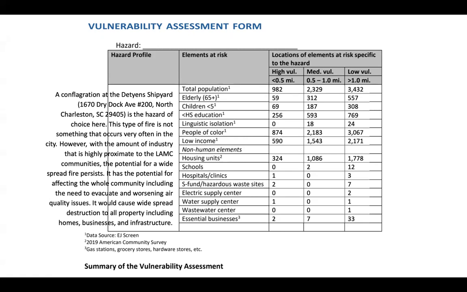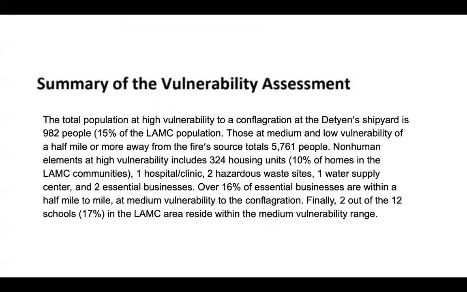So for our form here, we came up with the total population at high vulnerability to a conflagration at the Detyens shipyard is 982 people, or 15% of the LAMC population. Those at medium and low vulnerability of a half mile or more away from the fire's source totals 5,761 people. Non-human elements at high vulnerability includes 324 housing units, or 10% of homes in the LAMC communities, 1 hospital/clinic, 2 hazardous waste sites, 1 water supply center, and 2 essential businesses.